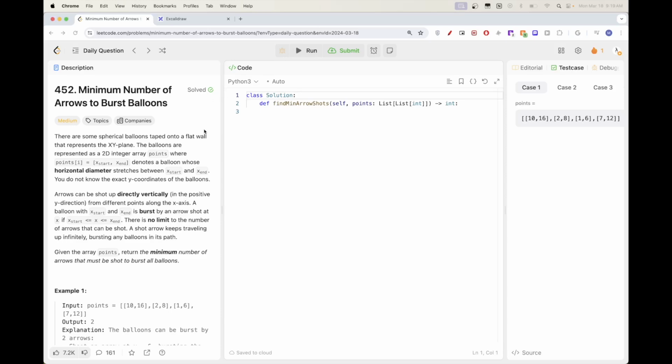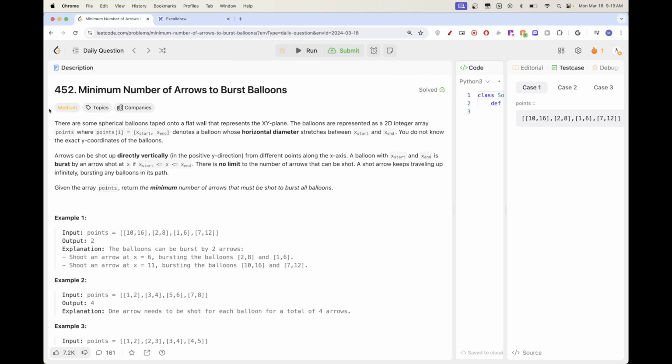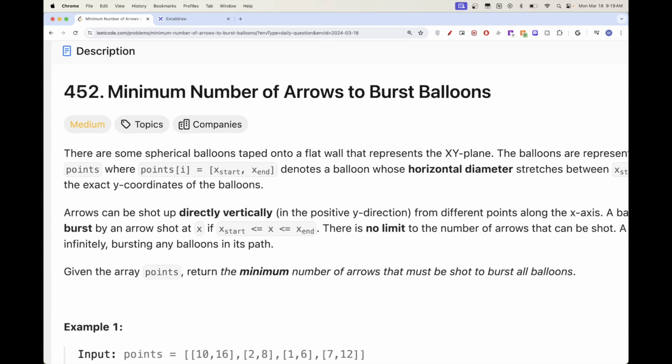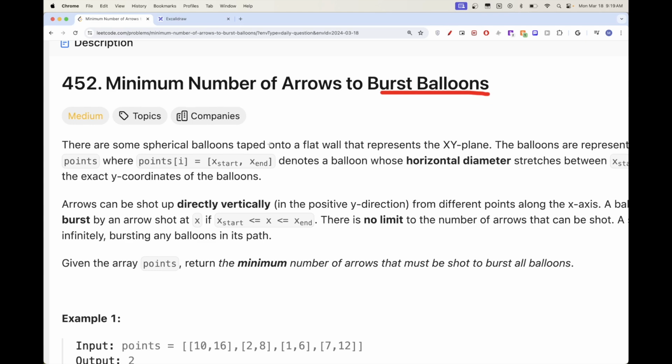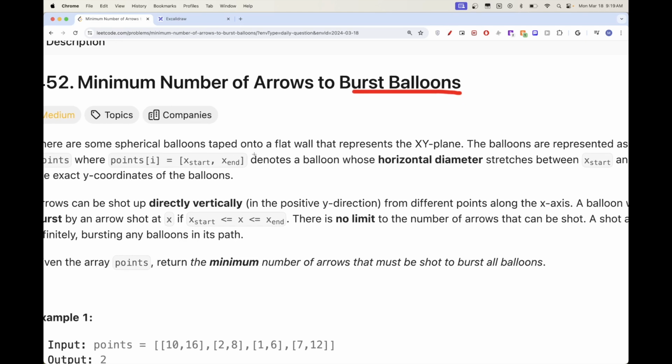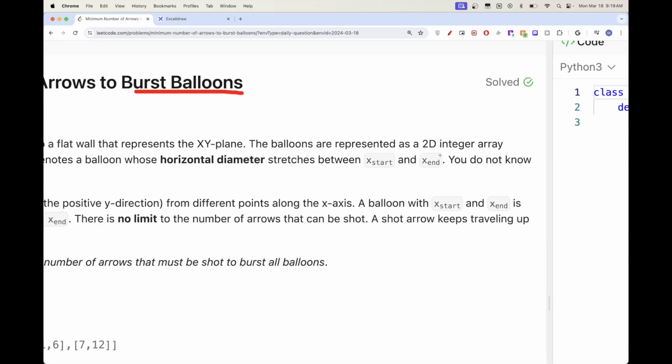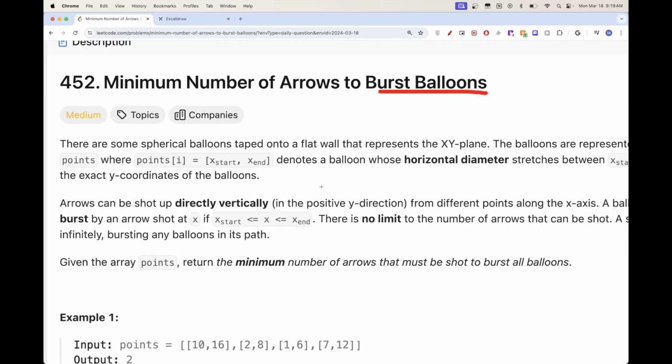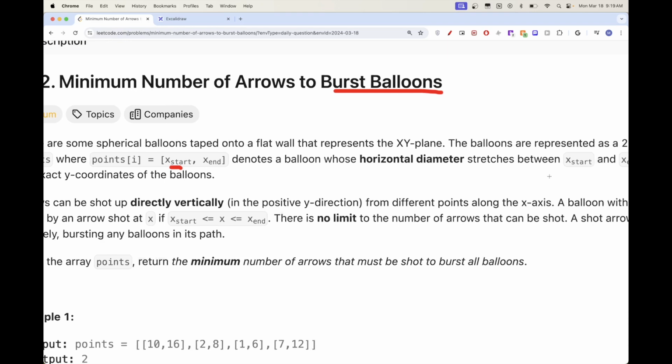Hello, so today we are going to do this problem, which is part of the Leetcode daily challenge: minimum number of arrows to burst balloons. Basically we have balloons on a flat wall that represents the XY plane. These balloons are represented by a 2D integer array, where each of them is represented by the starting point and the ending point of the horizontal diameter of the balloon.